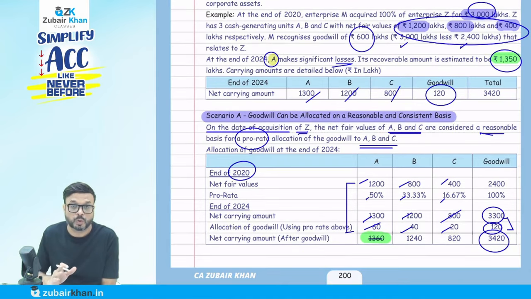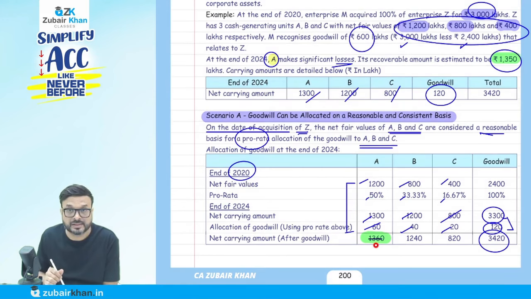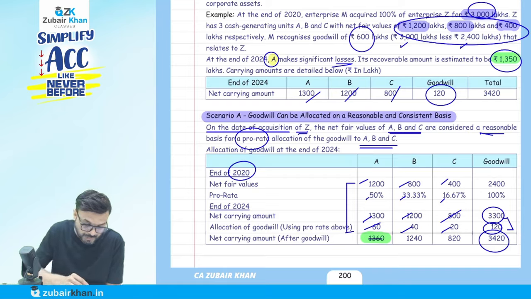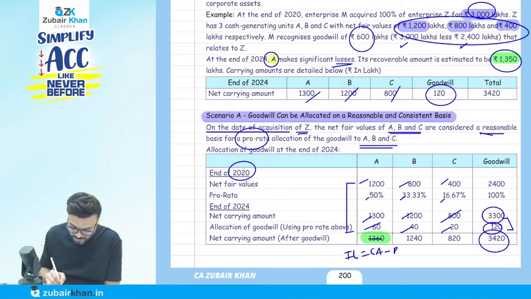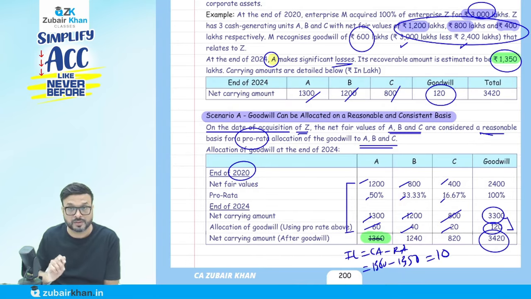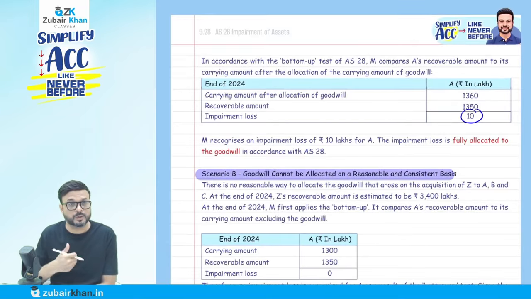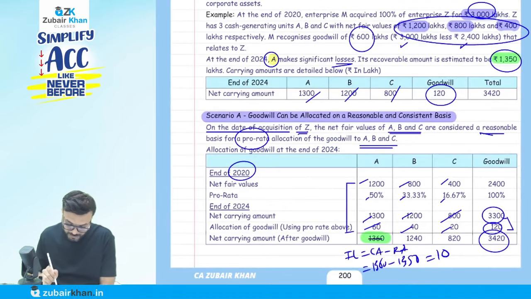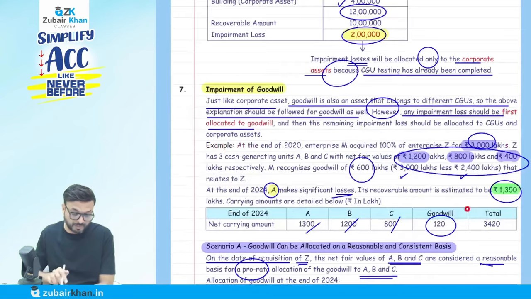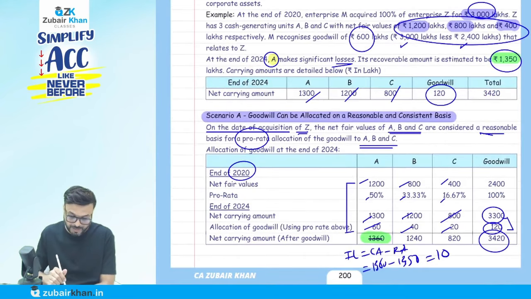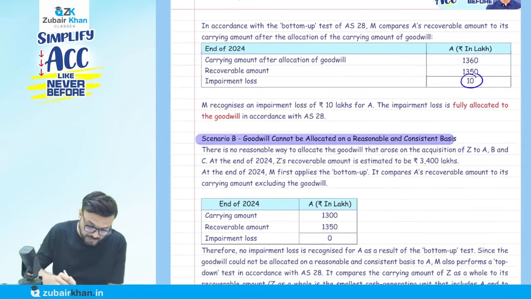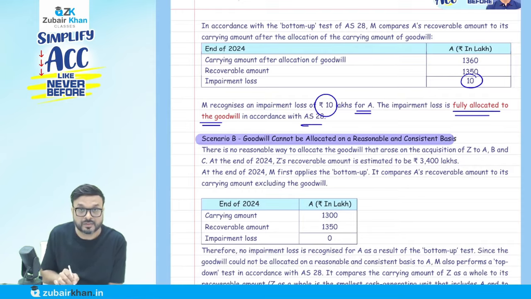They are talking about A only. So we allocate the goodwill on the proportion of their book value. Now they say 1,360 is the carrying amount. Impairment loss is carrying amount minus recoverable amount, that is 1,360 minus 1,350. So we have an impairment loss of 10. Who is going to bear this impairment loss of 10? Will it be allocated in the ratio of 1,300 and 60? No. Always remember, first it should be allocated to goodwill only. So this impairment loss will be borne by the goodwill, that is, these 60 only. So they say, I recognized an impairment loss of 10 lakh for A. The impairment loss is fully allocated to the goodwill in accordance with Accounting Standard 28.